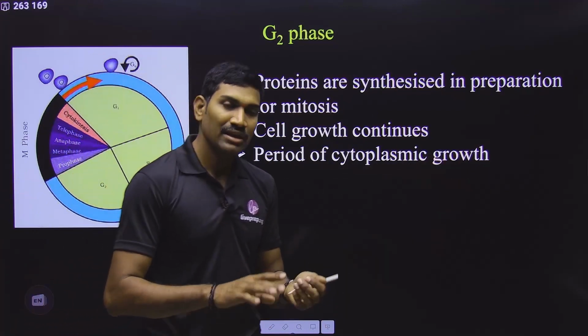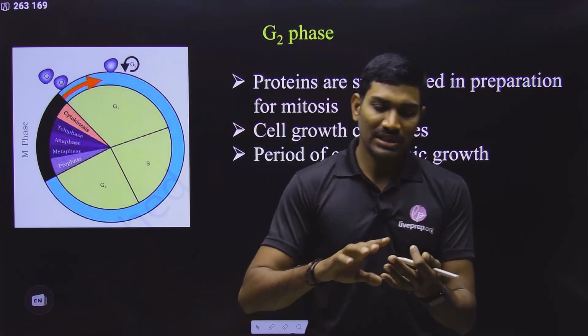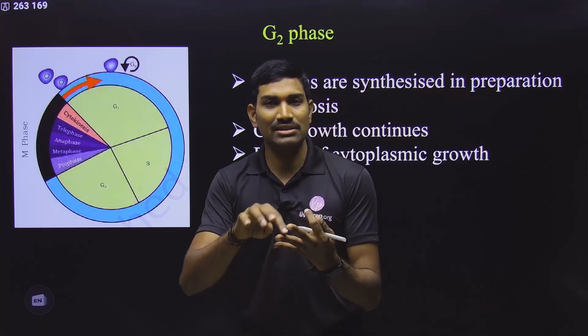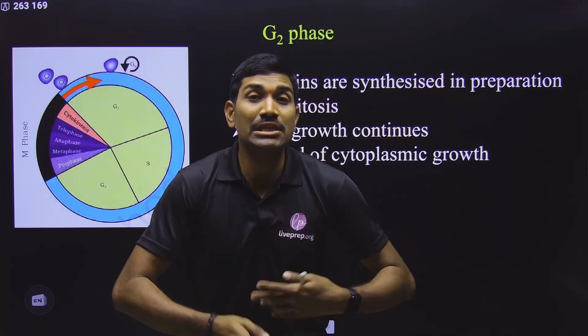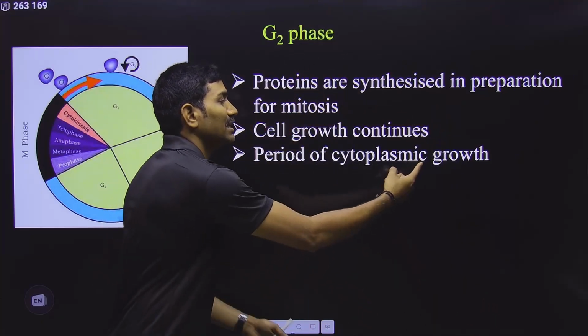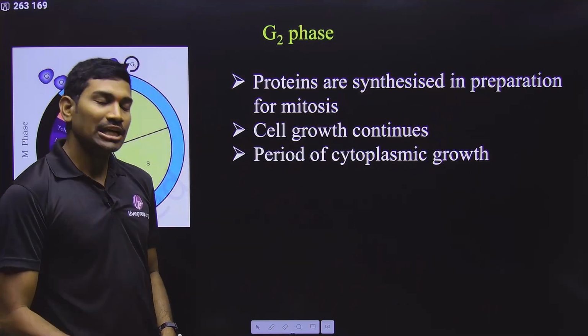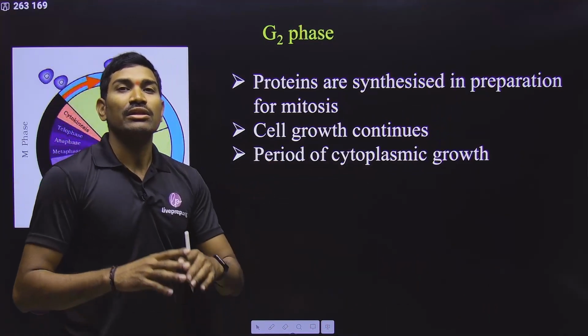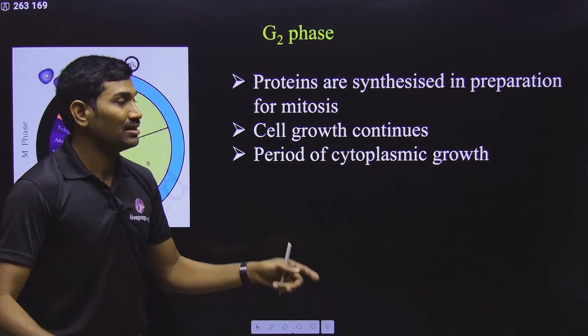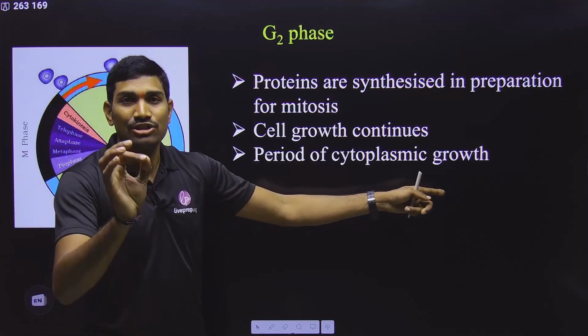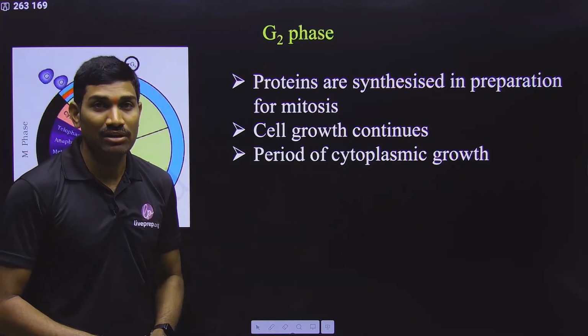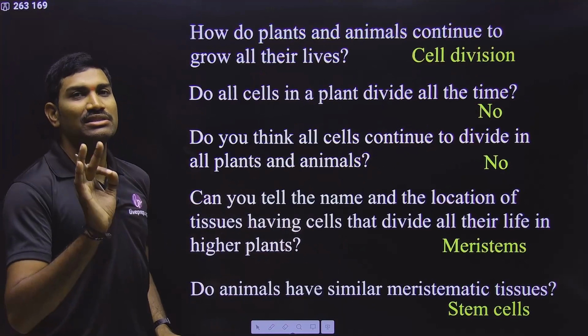The meaning is cytoplasmic growth or cell growth is occurring in all the three phases, G1, S and G2, but maximum growth is occurring in the G2 phase. Experimentally, scientists have proved that the major volume increase for cytoplasm is occurring in G2 phase. This is the meaning of this particular sentence. So please observe each and every sentence.